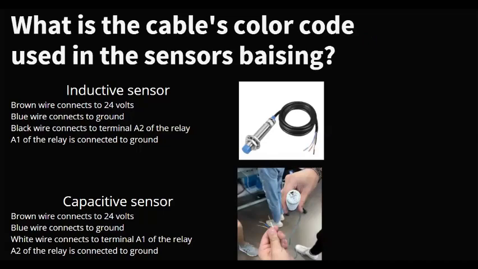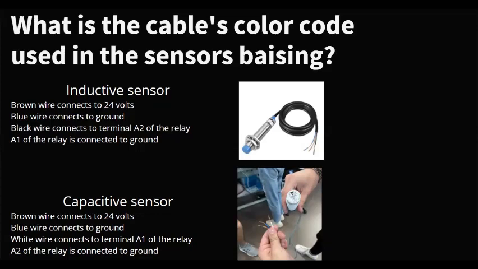What is the cable color code used in the sensor wiring? To connect each sensor is in the following ways. For the inductive sensor, the brown wire connects to 24 volts, the blue wire connects to ground, the black wire connects to terminal A2 of the relay, and A1 of the relay is connected to ground.